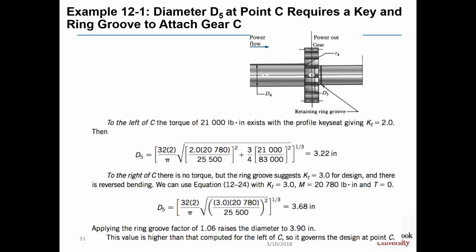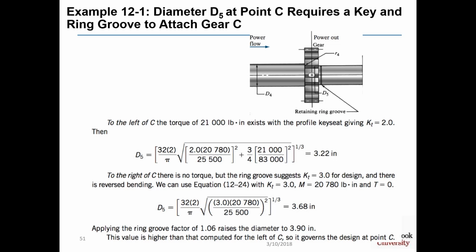But now we have to calculate D5 a second time. It's because to the right of C there is no torque, but the ring groove begets a stress concentration factor of 3.0, and there's reverse bending. And when we calculate D5 for a second time, with the torque equal to 0 but KT equals 3, we get 3.68 inches for D5.